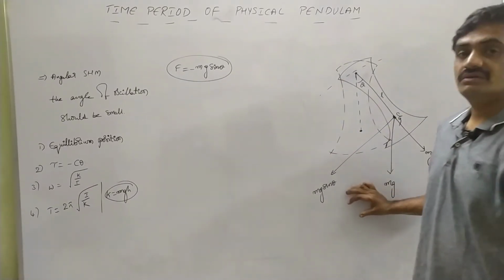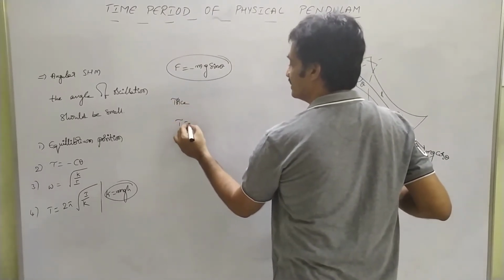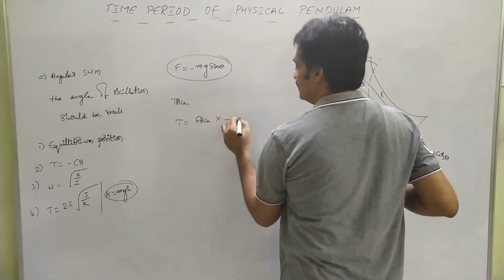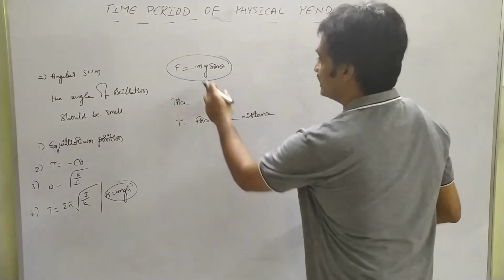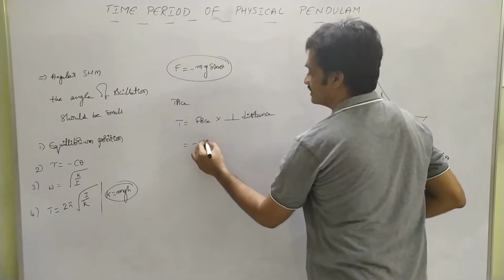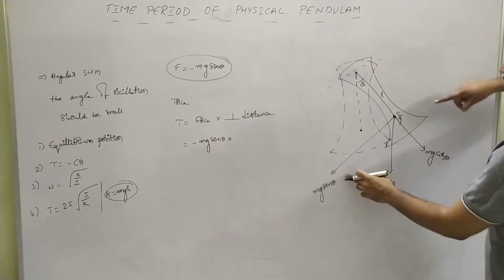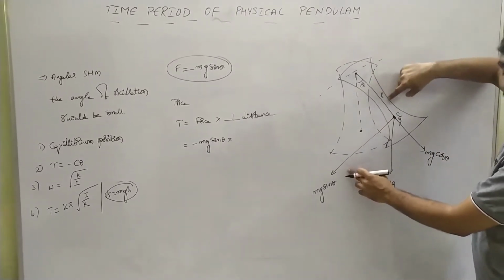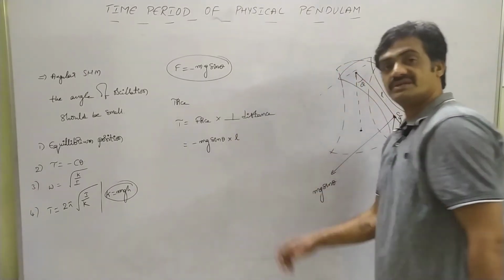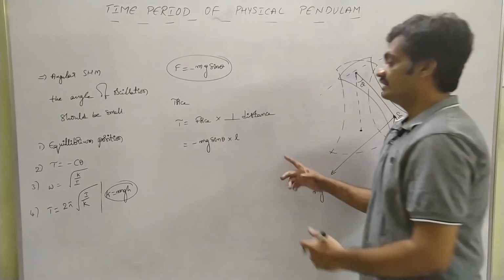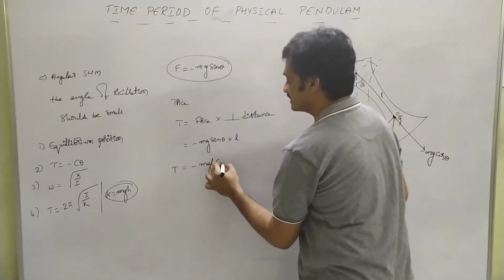Now we have to represent the torque, whereas we know that the torque is given as force into perpendicular distance. The force is nothing but the restoring force. It is given as minus mg sin theta into the perpendicular to this restoring force, which is length L. So the perpendicular distance is represented as L from the center of gravity point. Now observe this expression, tau equals minus mgl sin theta.